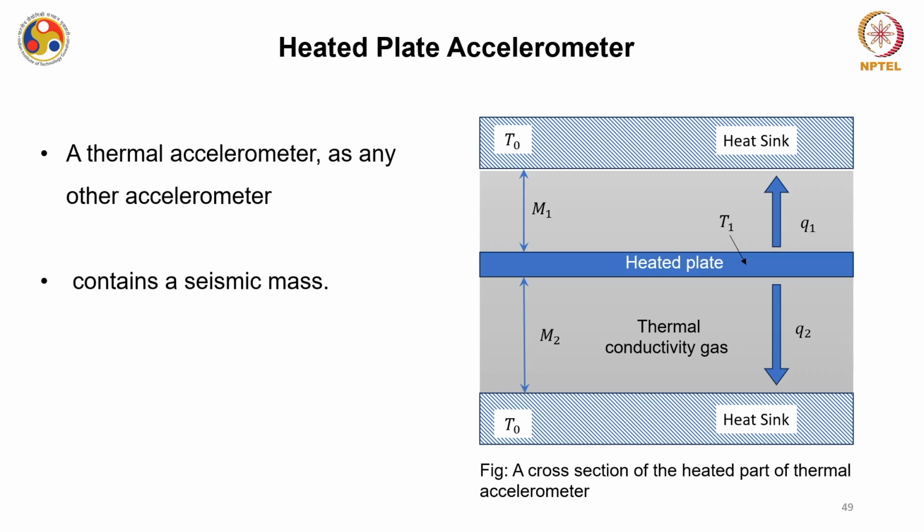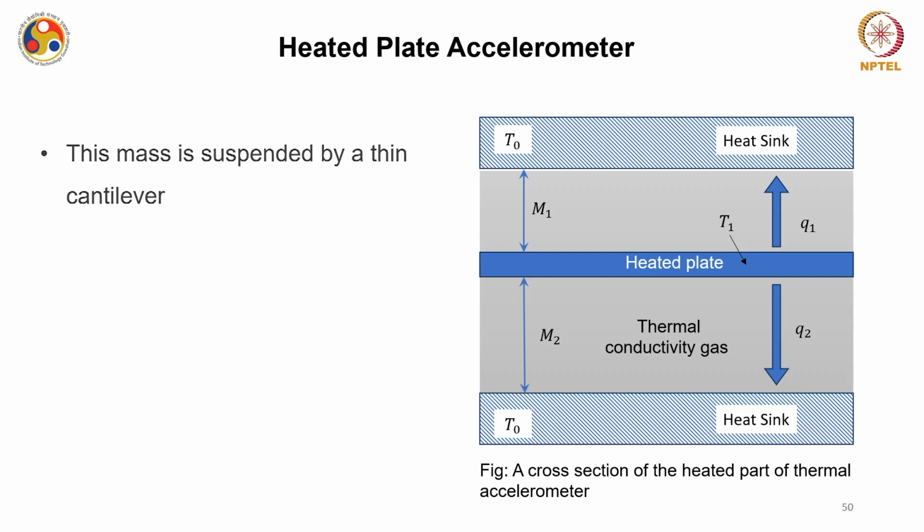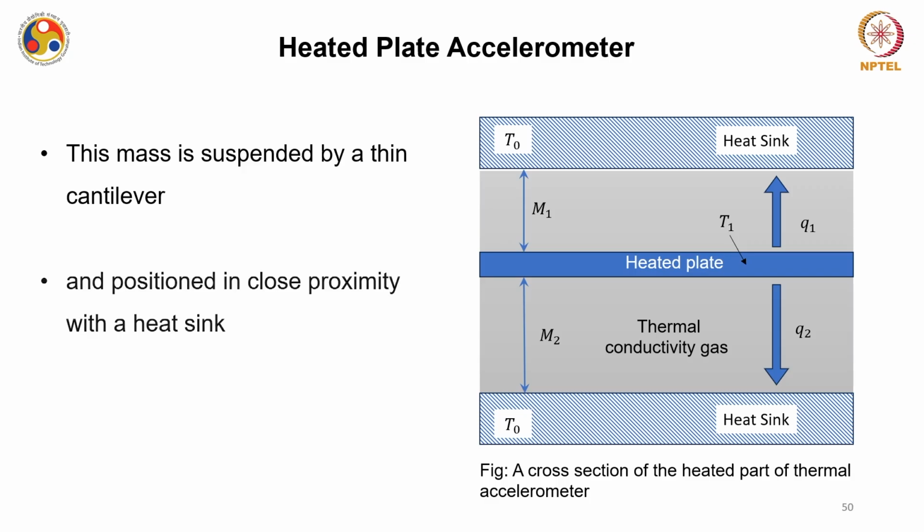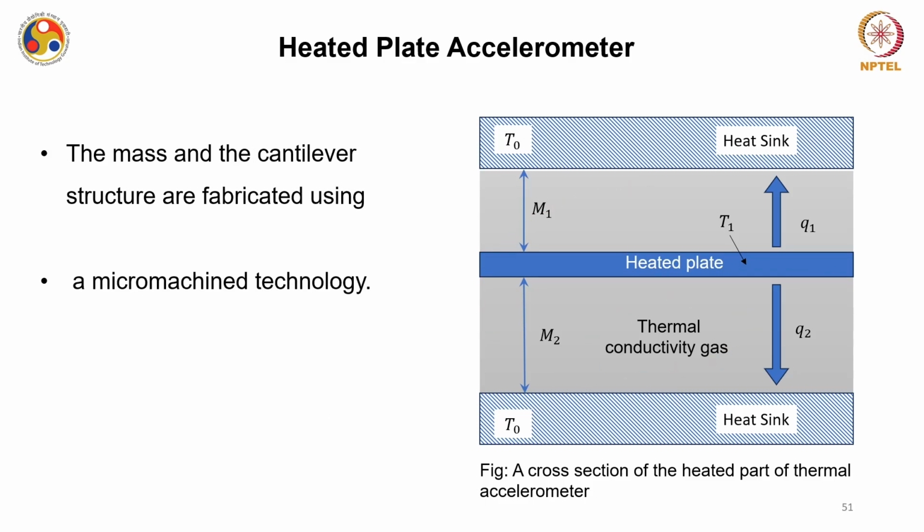However, these conditions are very difficult to create, and they can be created in small MEMS based cavities. Now a thermal accelerometer, like any other accelerometer, contains a seismic mass, as we have already seen. This mass is suspended by a thin cantilever. This cantilever is positioned in close proximity to a heat sink, or sometimes it is kept in between two heat sinks. So you have these two heat sinks and a heated plate placed over here, and the chamber is filled with thermally conducting gases. The mass and the cantilever structure are fabricated using micromachining technology.